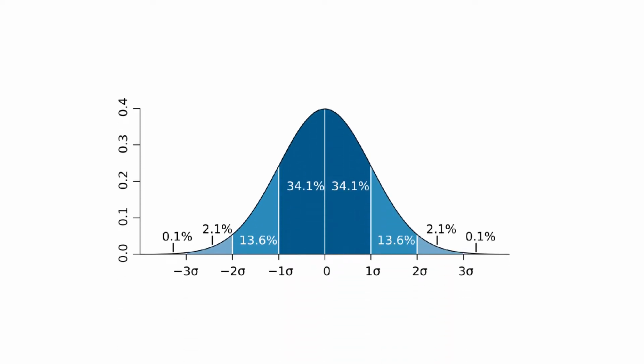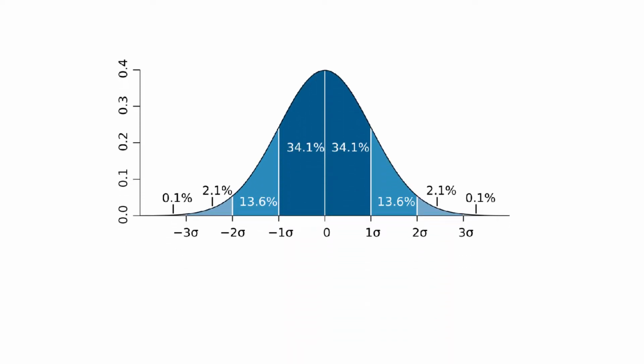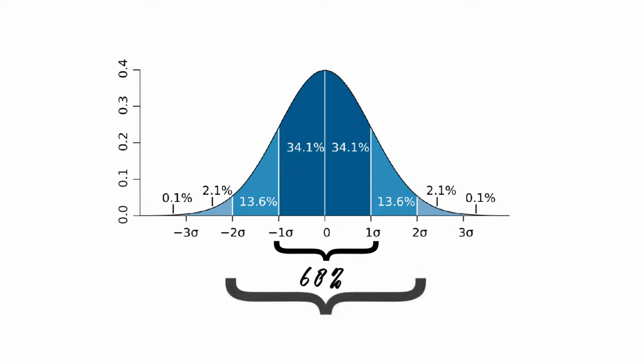Hey, before we talk about z-score, let's talk about normal distribution. It's important to know in a bell curve with normal distribution, 68% of the data are going to fall between -1 and 1 standard deviation, and 95% of the data is going to be between -2 and 2 standard deviation.